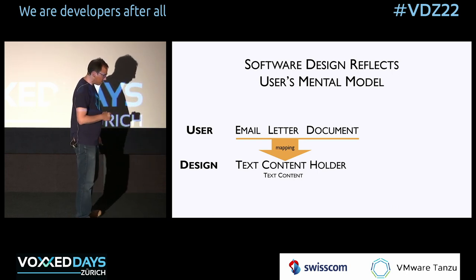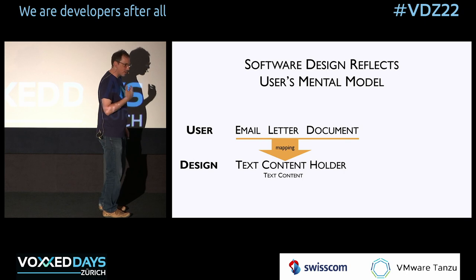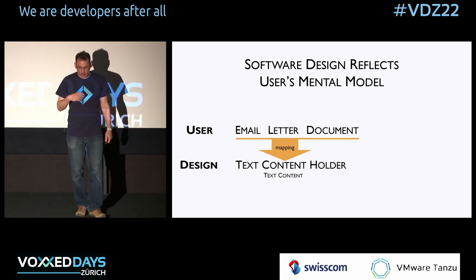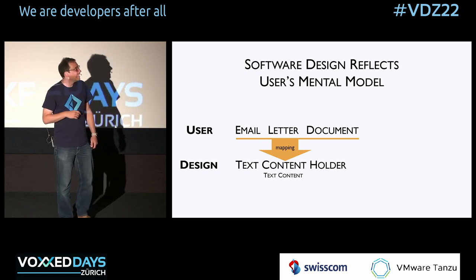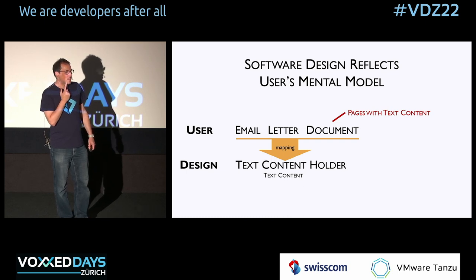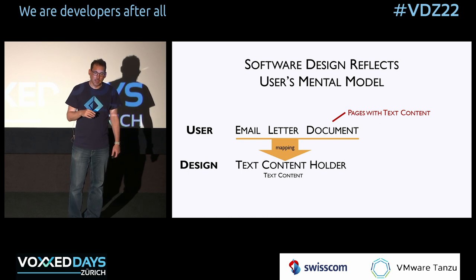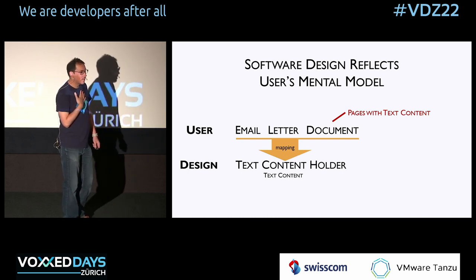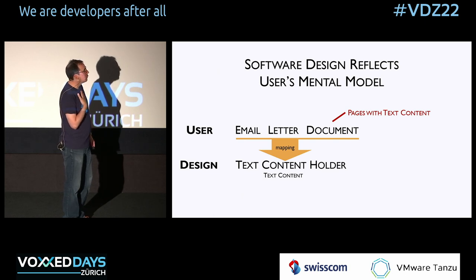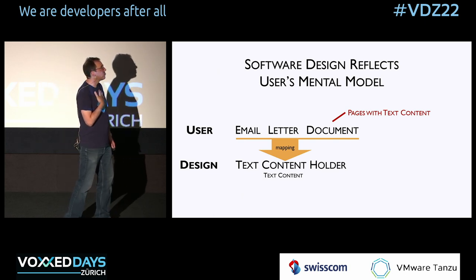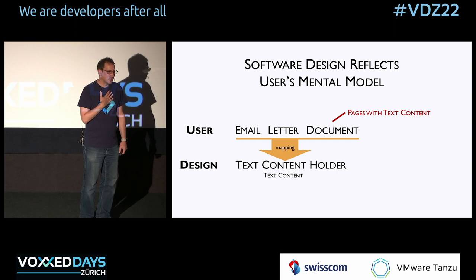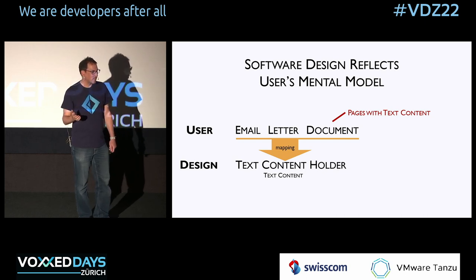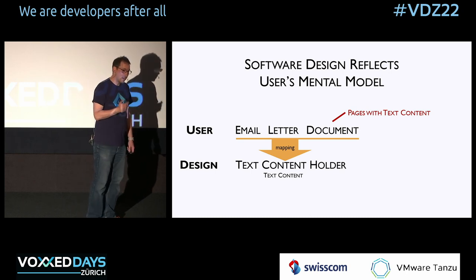And everything works out nicely for a couple of weeks, and then suddenly one user comes with the feedback, yeah, but documents should have pages. I want to have a page number. And then you say, yeah, okay, that's good feedback. We should implement that. So should you add a page number to text content holder? But emails don't have page numbers. And that's where complexity comes in.